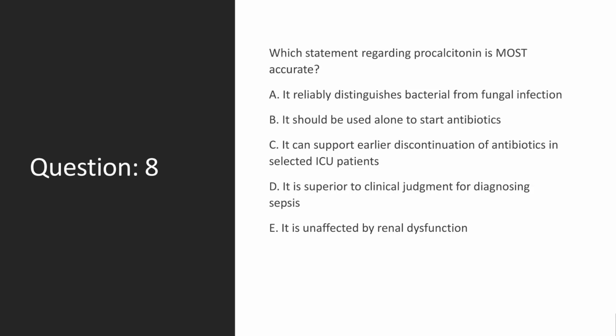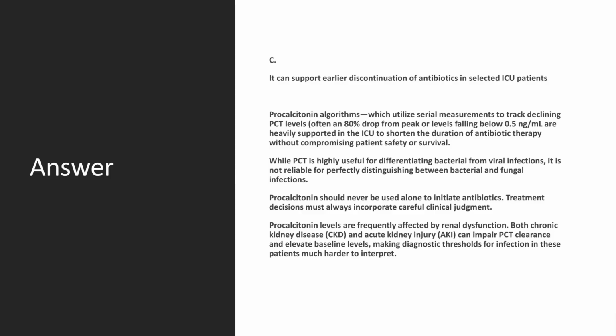Question 8. Which statement regarding procalcitonin is most accurate? A. It reliably distinguishes bacterial from fungal infection. B. It should be used alone to start antibiotics. C. It can support earlier discontinuation of antibiotics in selected ICU patients. D. It is superior to clinical judgment for diagnosing sepsis. E. It is unaffected by renal dysfunction. Correct answer is C. It can support earlier discontinuation of antibiotics in selected ICU patients.